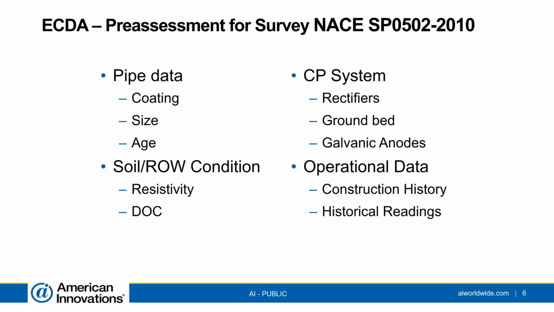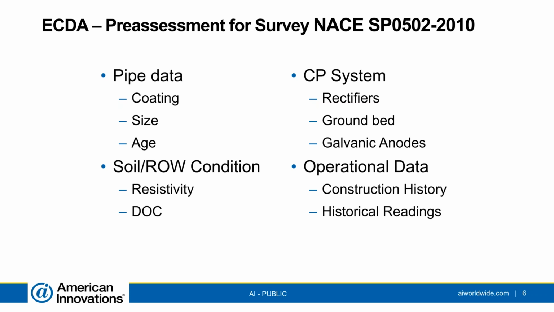Ground bed types. Are there galvanic anodes on this line? That can drastically affect the CP system. Do we need to disconnect those? These are things we need to know ahead of time, if possible, know where they are and how they're going to react. Operational data on the line is something that would be really good to have.